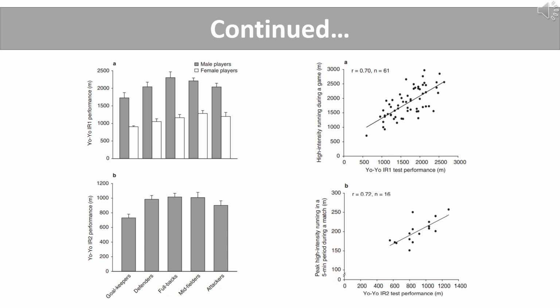Now, because it's a more specific in-game metric, we've only got a 16, a much smaller sample size, but the association still, unsurprisingly, appears to be quite strong at 0.72, meaning the greater distance you cover during the yo-yo level 2 test, the greater your high intensity running during a congested 5-minute period in a match. So all in all, we've got an ability to discriminate between playing positions, between sports, between genders, and there's a pretty strong association between how well you do on these two intermittent tests and how much distance you cover during competition or during matches.